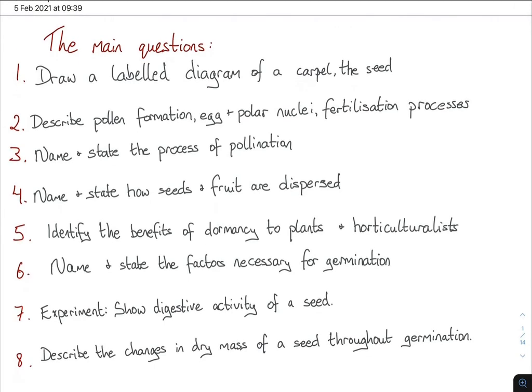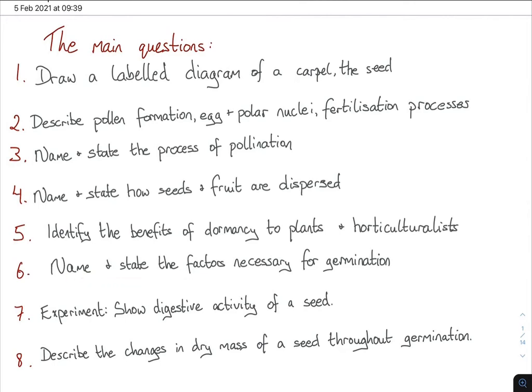You could be asked to draw a labelled diagram of the carpel and the seed. You could be asked to describe pollen formation, the egg and polar nuclei, and fertilization processes, which there's quite a bit in number 2 there. State the process of pollination itself. State how seeds and fruit are dispersed, very similar methods however. Identify the benefits of dormancy to plants.